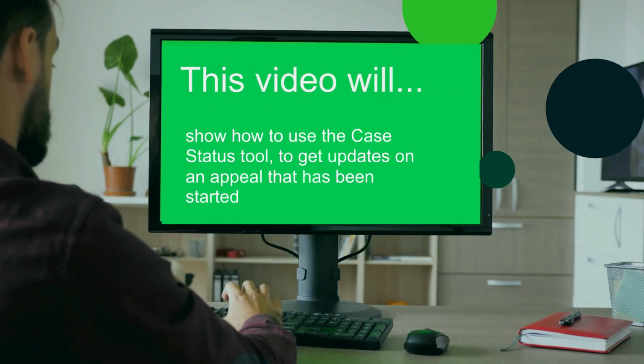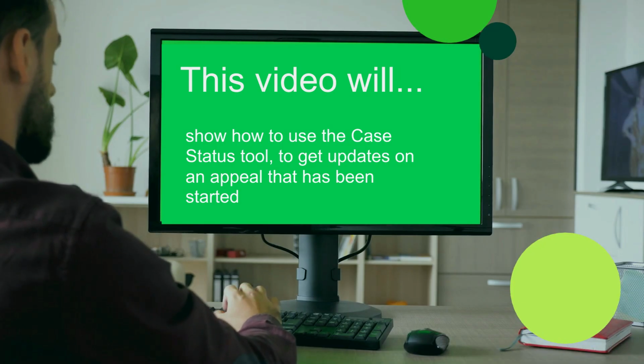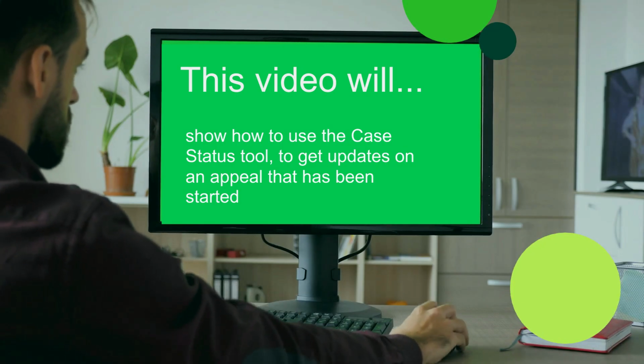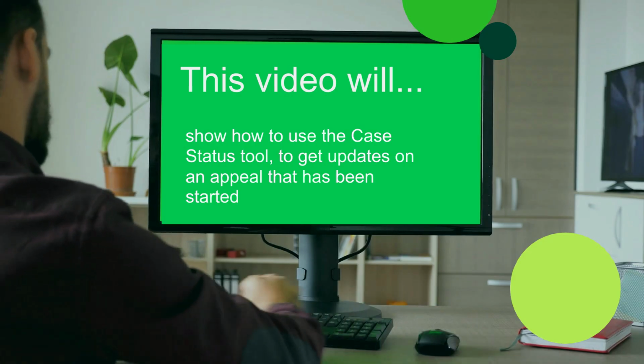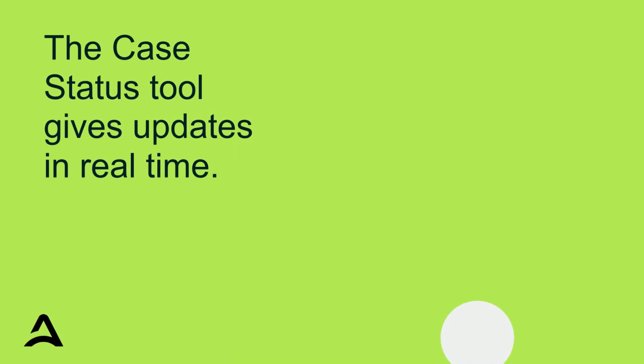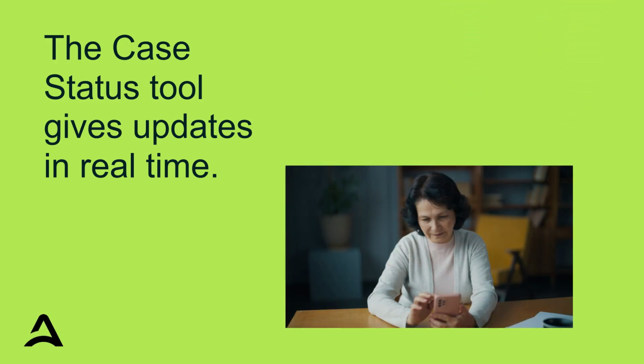This video goes over how to use the case status tool on Acentra Health's website to get updates about an appeal that has been started. The case status tool gives you updates on appeals in real time, so a phone call to Acentra Health is not needed since the tool is always available.